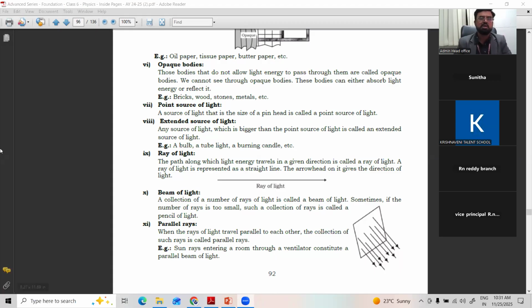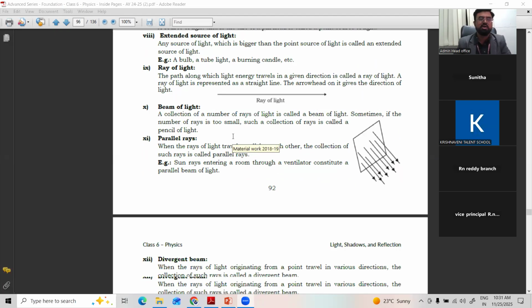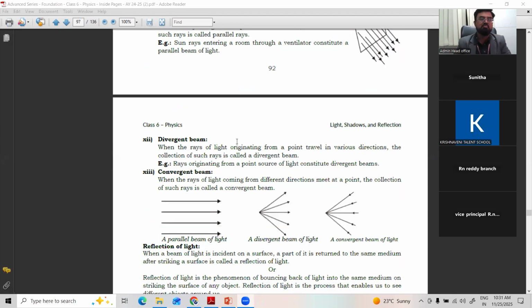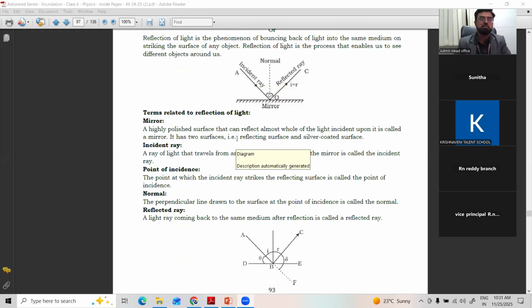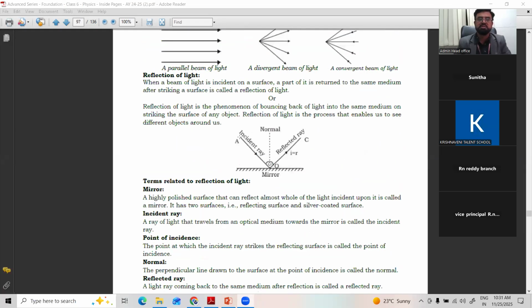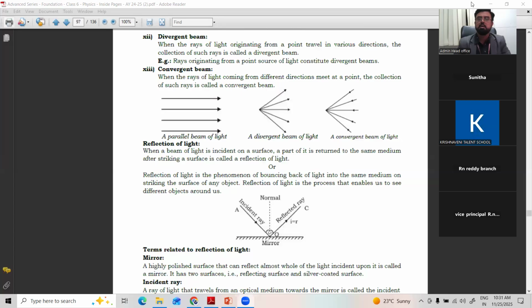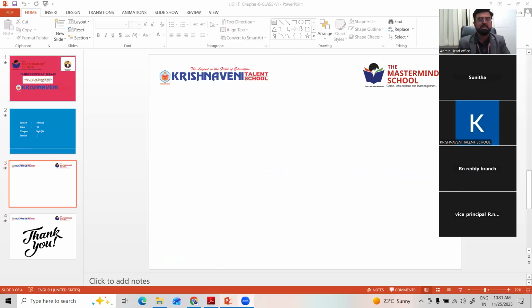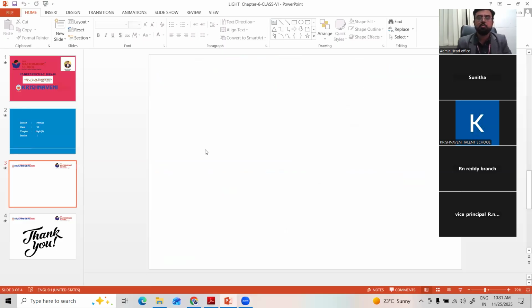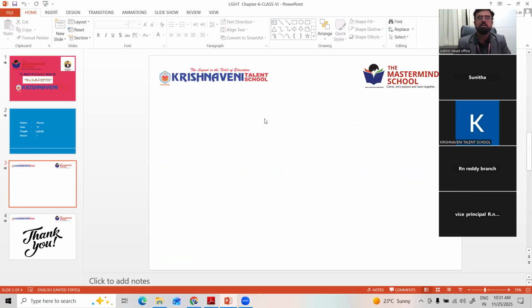Some more are there. What is the point source, extended source, ray of light, beam of light, parallel beam of light, diverging, converging. So many are there, right? So we should discuss in the next class. So many terminologies about the light. In the meantime, you can note all the important points from this chapter. And we'll continue the same in tomorrow's class, next class, right? Hope you are clear what we learned today.